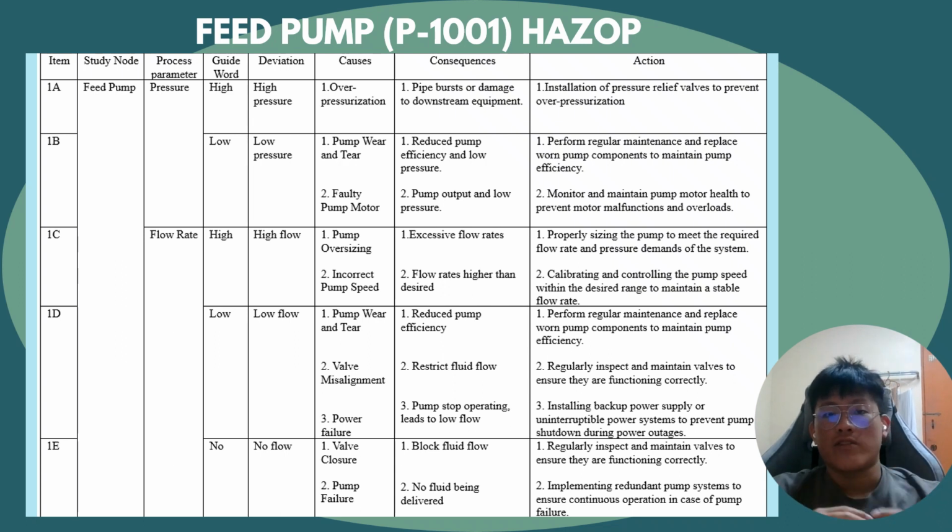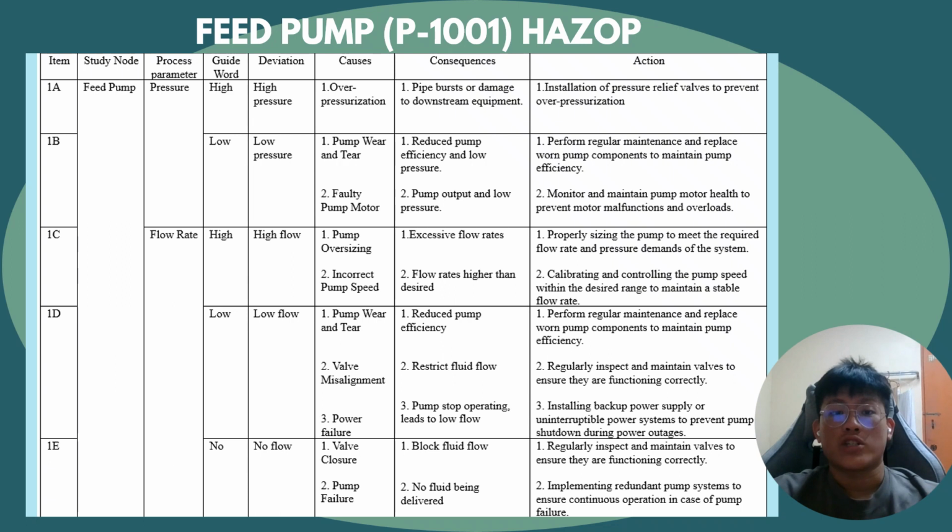High pressure scenarios were examined, and the risk of over-pressurization leading to pipe burst or damage to downstream equipment was identified. To mitigate this risk, it was recommended to install pressure relief valves to prevent excessive pressure buildup and ensure the system operates within safe limits.